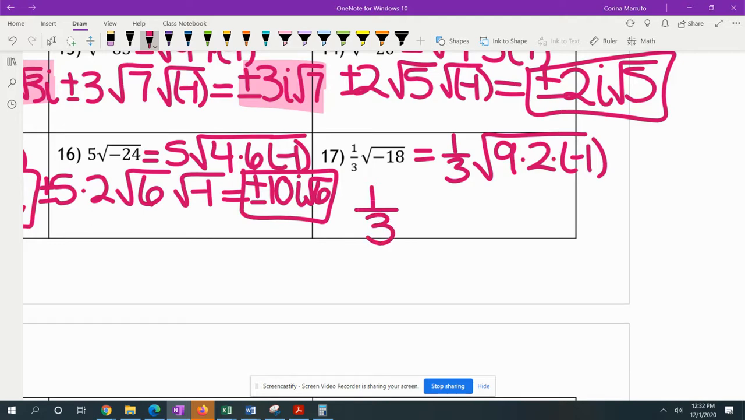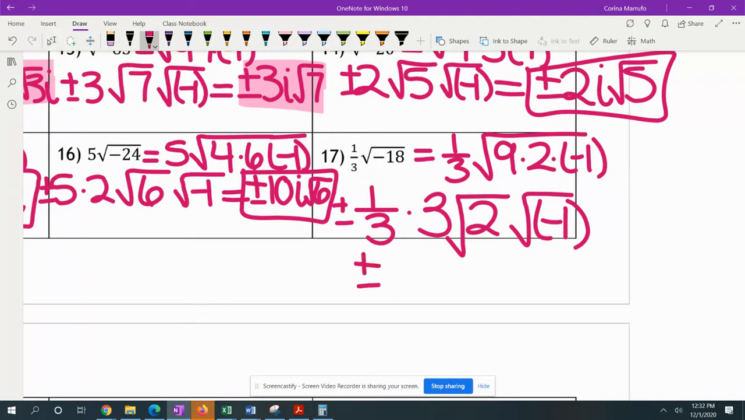We can take the square root of 9 and get a whole number. So it's going to be plus or minus. The square root of 9 is 3. And then here we have the square root of 2, which stays trapped in there, and the square root of negative 1. Okay, we're going to multiply 3 times 1/3.